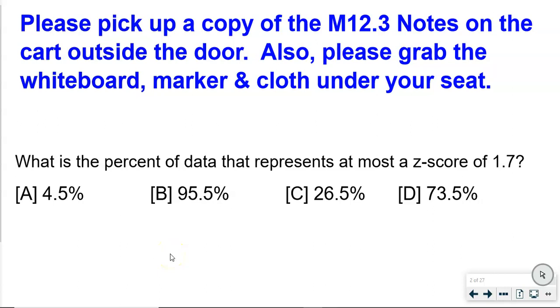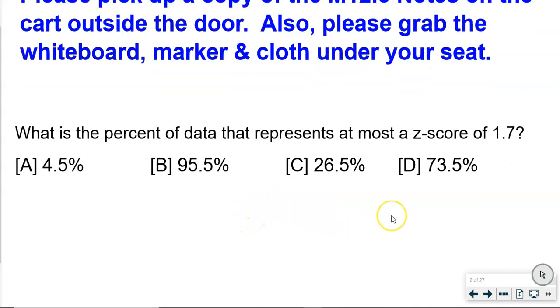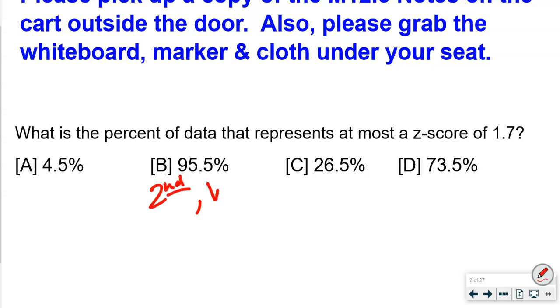Okay, so on this one it says what is the percent of the data that represents at most a z-score of 1.7? So here's the deal. We're going to use second vars, second on our calculator. Whoa, that's pretty ugly, y'all. Second. And then vars, V-A-R-S, which you know on the top of that says distribution, right? And then you're going to push the 2 key, okay? So then we got to get a lower bound, an upper bound, a mean, and a standard deviation, right?